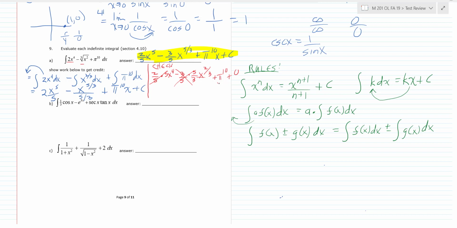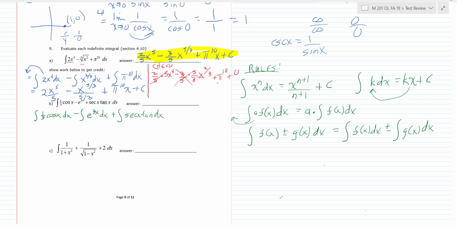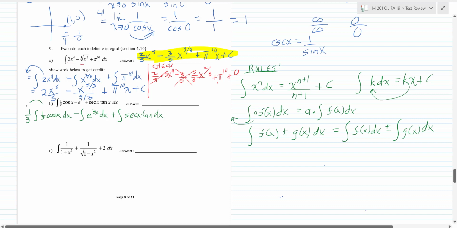Okay? All right, now let's go ahead and kind of get this one set up on this next one here. Now, I see 3 functions. So I can break this up into 3 integrals. And you're going to have an integral of 1/3 cosine x dx minus the integral of e to the 3x dx plus the integral of secant x tangent x dx. Okay, and again, you can bring that third out. You can do this in your head. I'm just going to bring out the 1/3, and I've got this now.